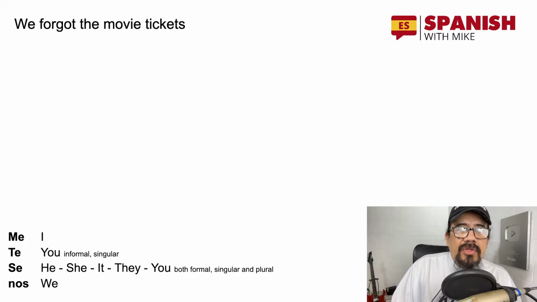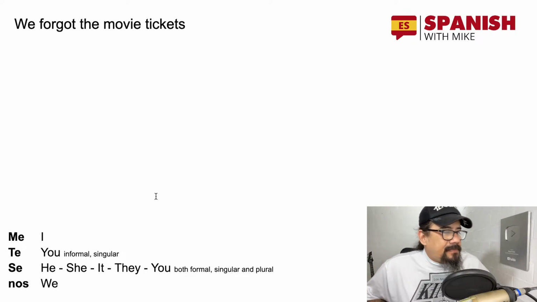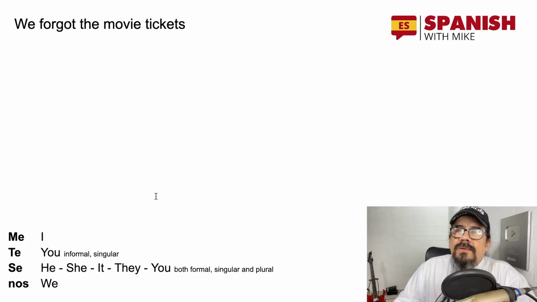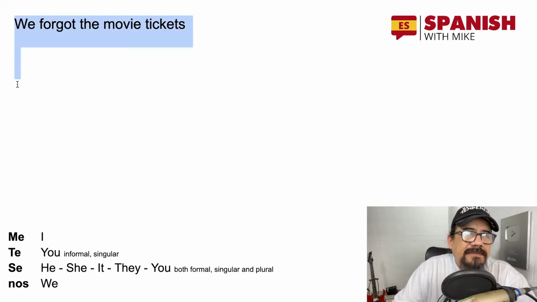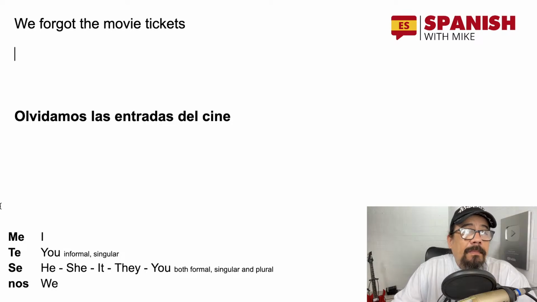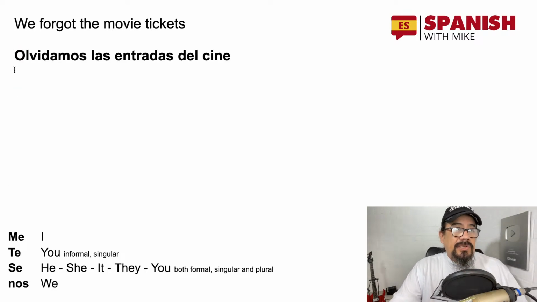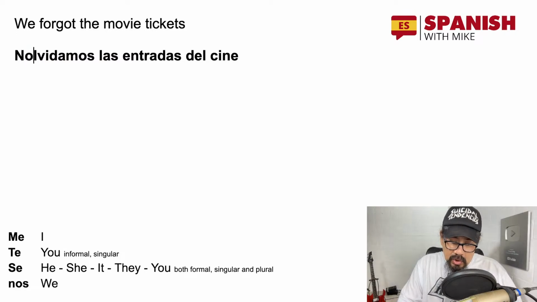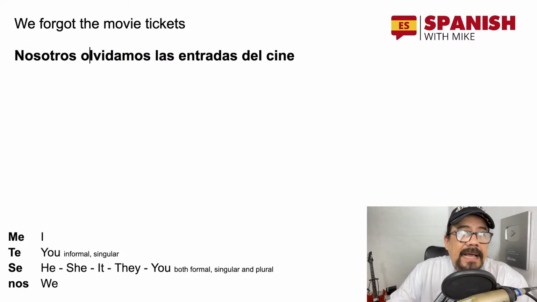We forgot the movie tickets. Something that happened, right? So in Spanish, we would say, olvidamos las entradas de cine. Once again, subject, verb, object, we would say, nosotros olvidamos las entradas del cine.